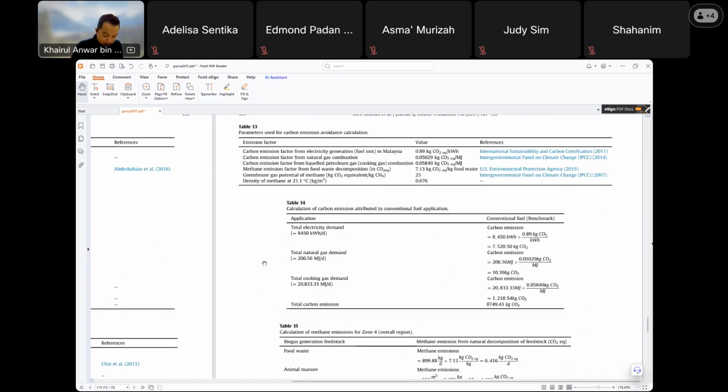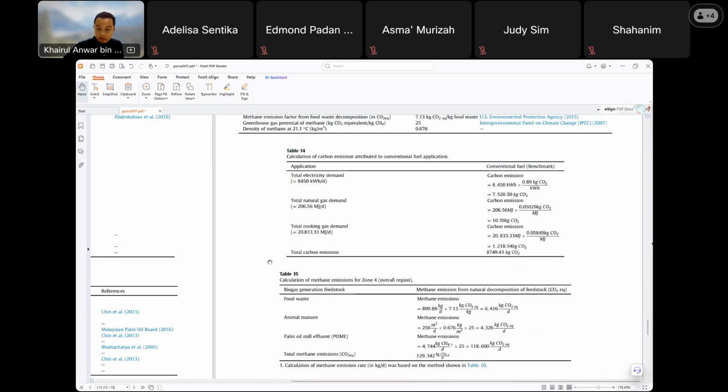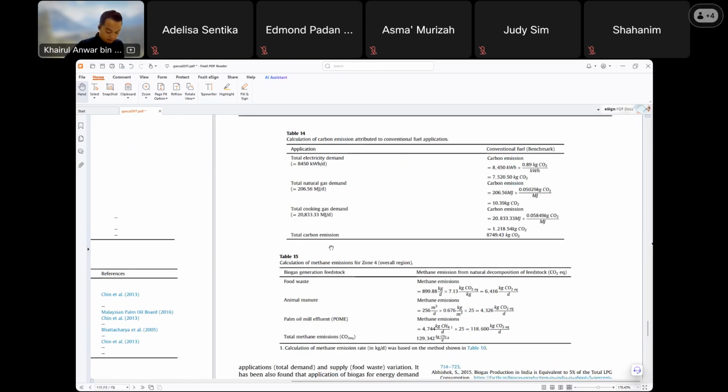Overall, application of the proposed AD energy system is susceptible with emission avoidance of 138,094 kilograms CO2. So this value plus this value, you get 138,094 kilogram CO2 equivalent per day. Okay. So that is discussed based on time base.